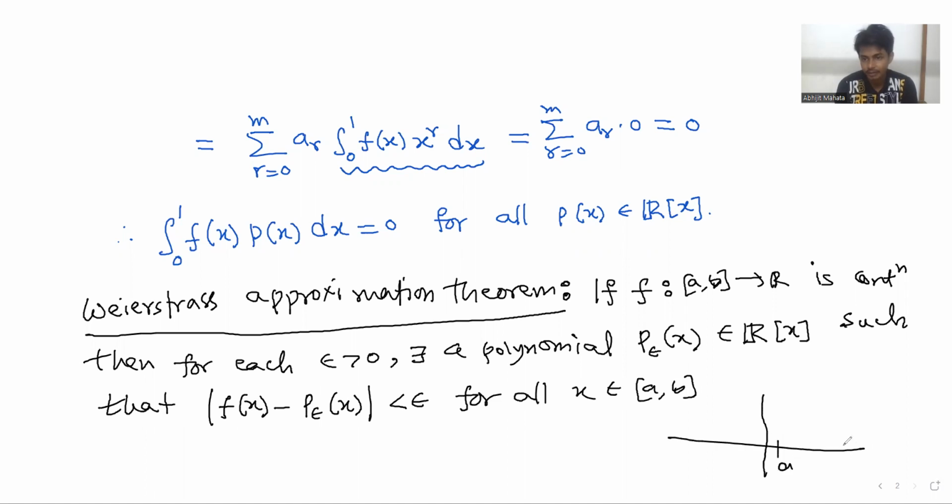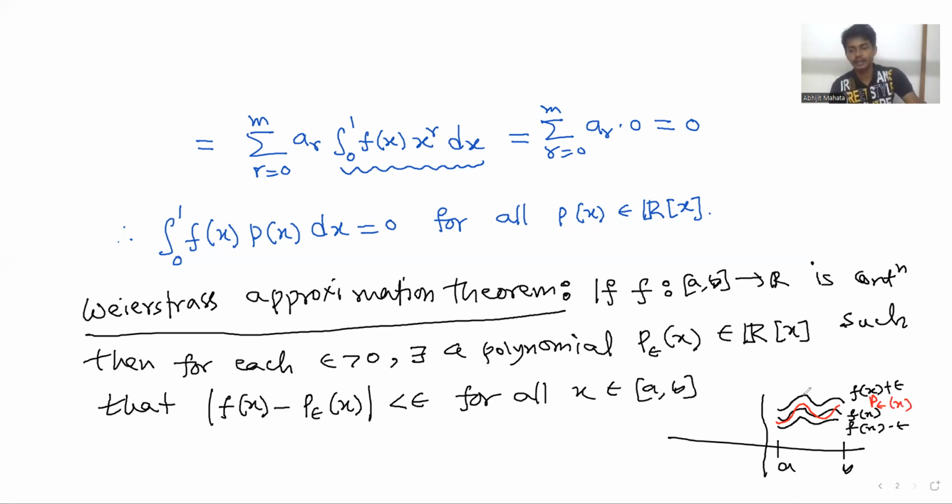Suppose from a to b you have a function like this, and you take an epsilon neighborhood around this function, like this. Then you can find a polynomial here, something like this. Let me call this the function f(x), and this is f(x) plus epsilon, and this is f(x) minus epsilon. The red color is p_epsilon(x). Okay, so this is the idea.